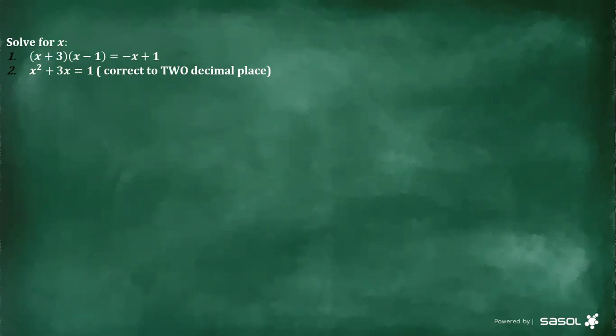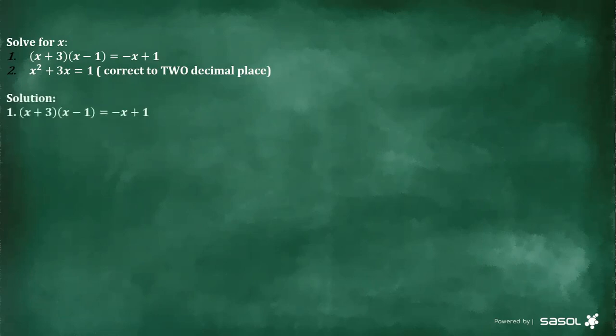All right. Now the first question says solve for x: (x plus 3)(x minus 1) equals negative x plus 1. Because the left-hand side is factorized, and on the right-hand side we have negative x plus 1, it needs us to open the bracket first so that we can bring that negative x plus 1 to the left-hand side, because everything should be on the same side, and it must be equal to 0.